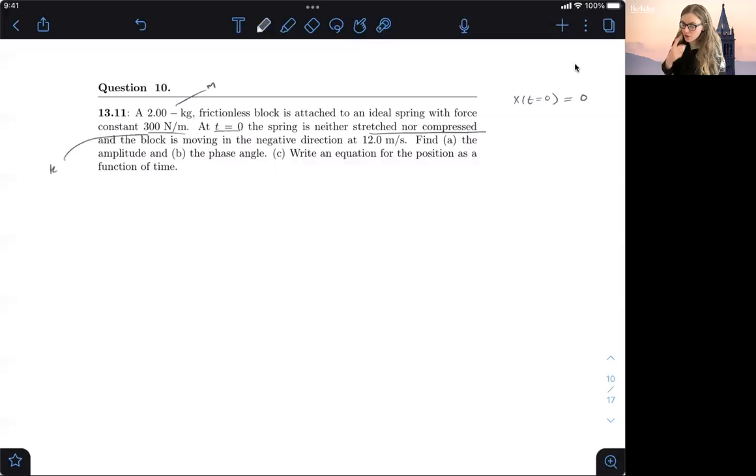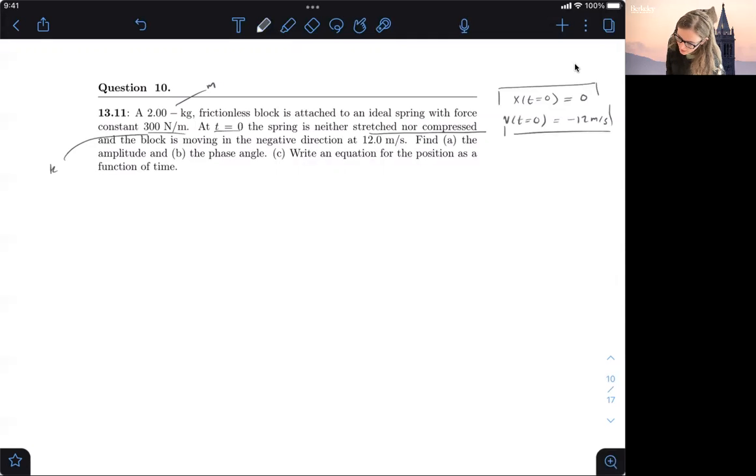If it's not stretched or compressed, x is our displacement distance, right? So at time 0, x should be equal to 0. Then at that time, v at t equals 0, the block is also moving in a negative direction, so negative 12 meters per second. Okay, so that's actually a lot of information. I know it doesn't really seem like it, but these are some important initial conditions.